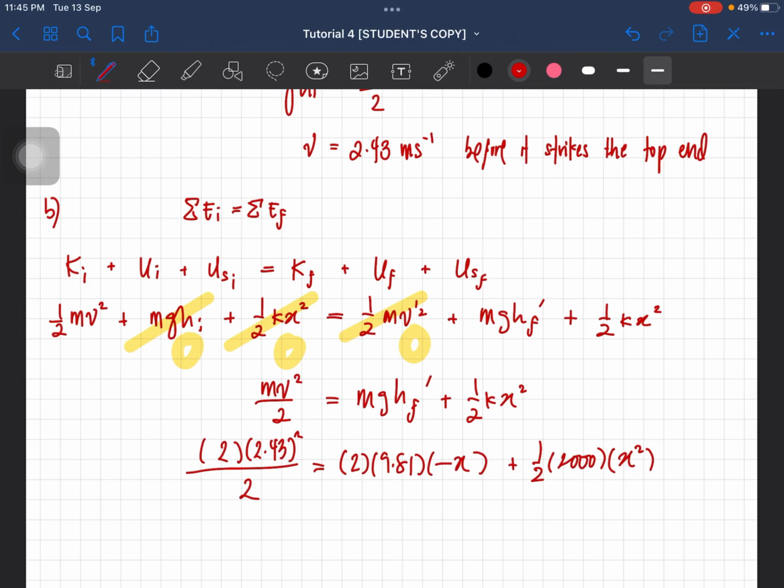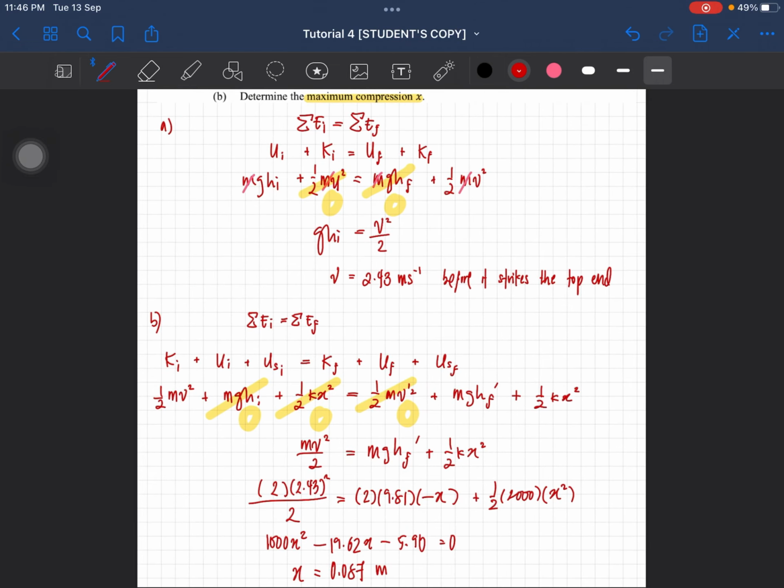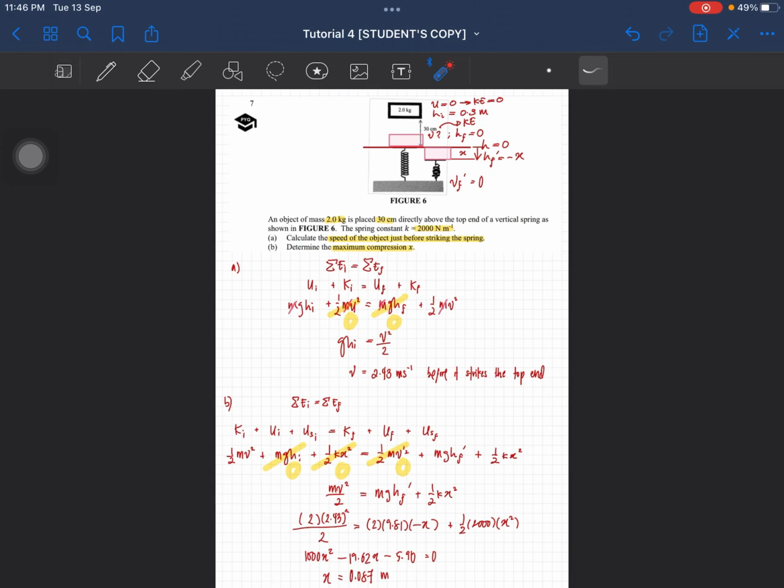Okay, so you will obtain a quadratic equation, something like this, and you will get x equal to 0.087 meter. So the only thing that is different from question A here is the presence of elastic potential energy. Please remember, if there is a spring, you need to consider the elastic potential energy. Alright, so that is the solution for question number 7.